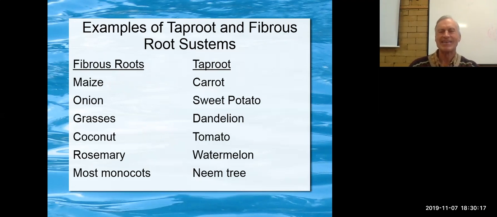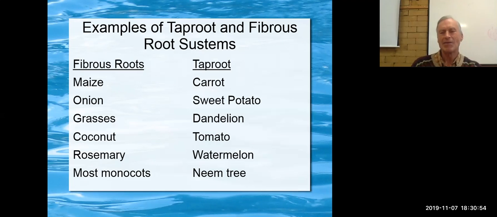Oh, yeah. All right, so here's some examples of taproot and fibrous root systems. So fibrous roots: maize, onions, grasses, coconuts, rosemary. Most monocots have a fibrous root system. We learned yesterday about monocots and dicots. The monocots have one cotyledon in the seed, and the dicots have two cotyledons. This is another thing that distinguishes the two, that most monocots have fibrous root systems and not taproots.